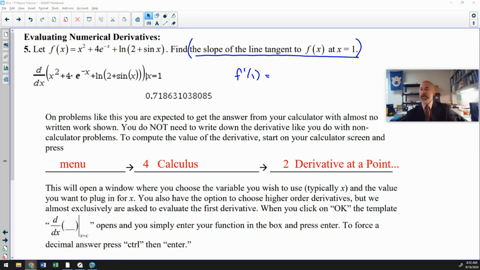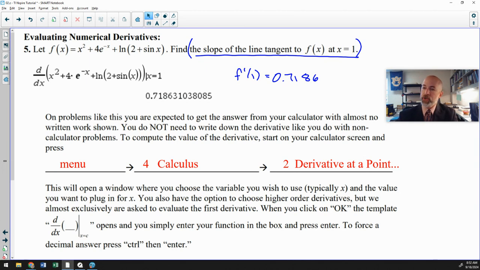Okay, so here's my answer, 0.7186. And once again, you have the option of rounding up or truncating. I'm just going to leave it like this. And notice I did not define my function this time because there's only this one question. I don't have a whole bunch of questions using this function, so I didn't bother doing f of x colon equals to store it in the calculator. You can if you want to. I just punched it straight in like this.